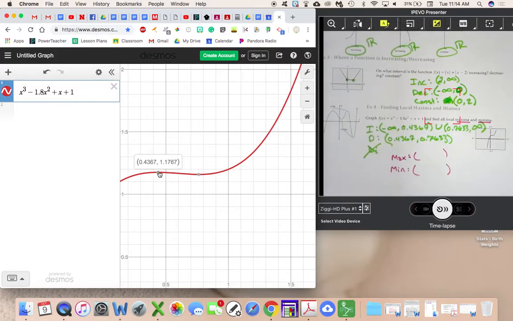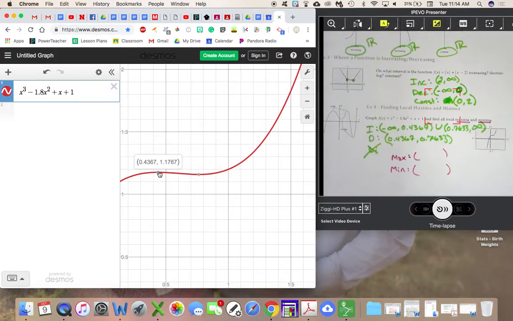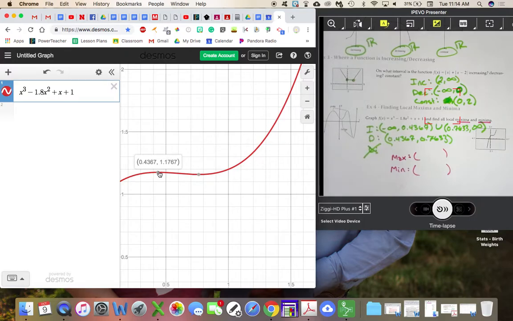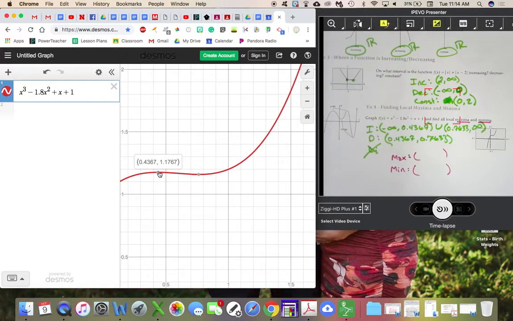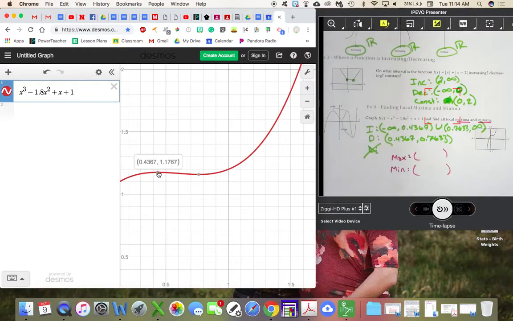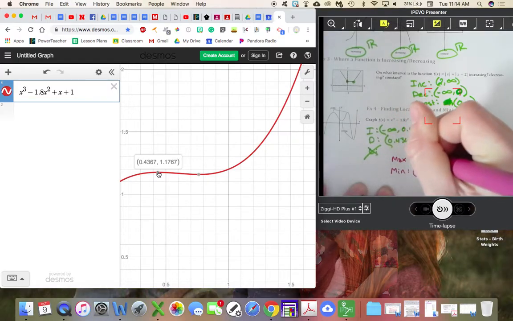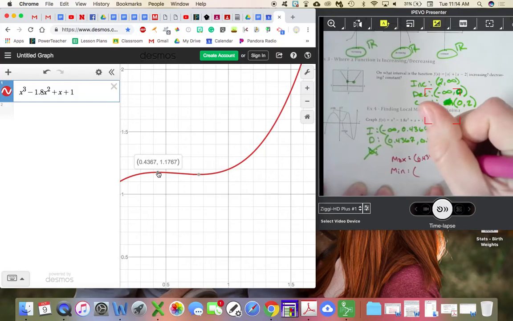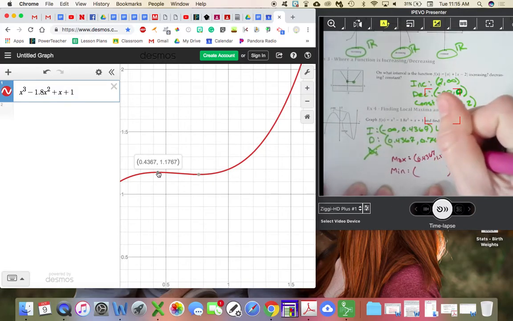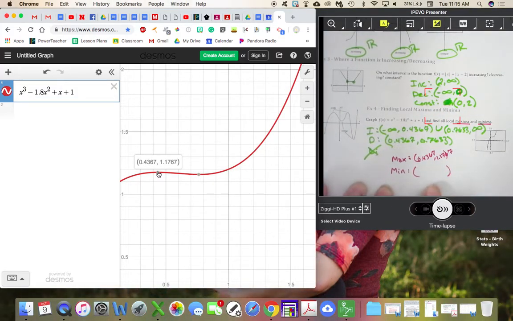What is the point 0.4367, comma 1.17? What is it? Max or min? It's a max. It's going up on one side and then down on the other. So it is the highest point. Oh, I made this too small. 0.4367, comma 1.1767. Okay, that is my maximum point.